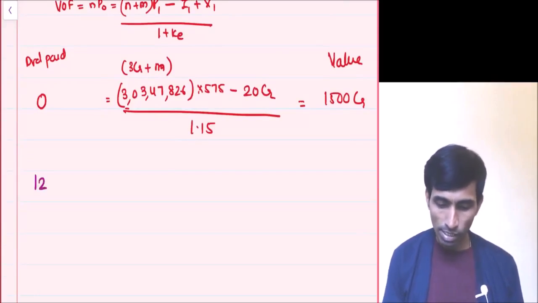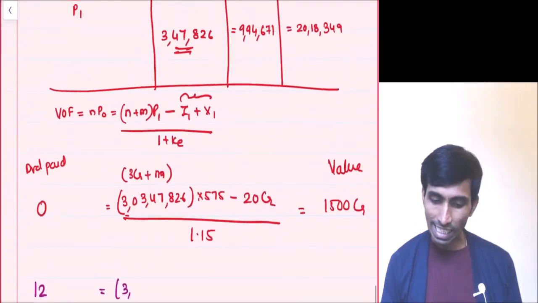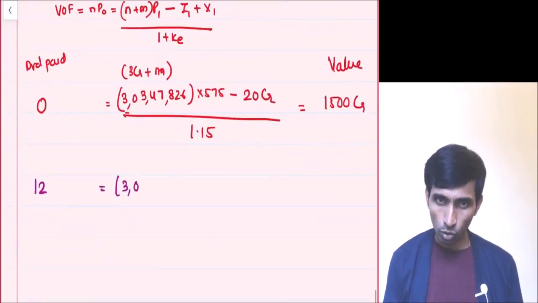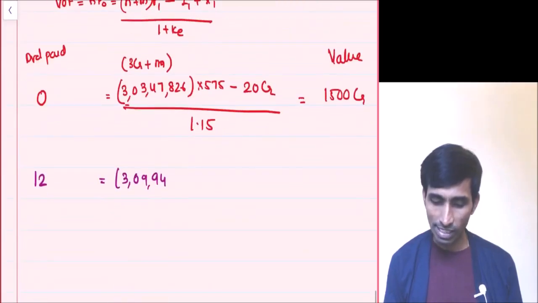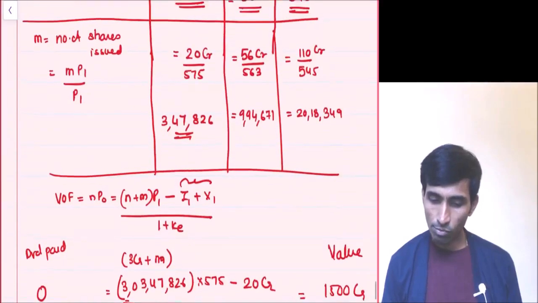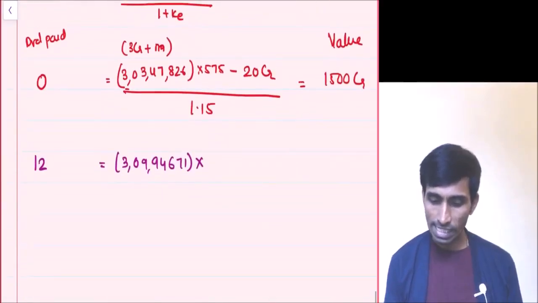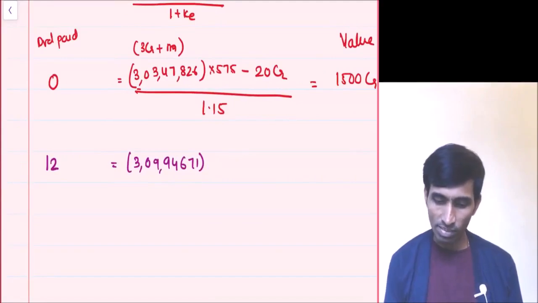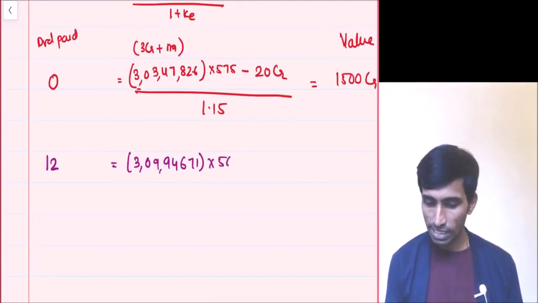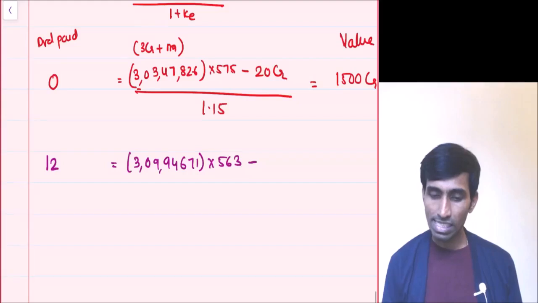If the dividend is 12, then 3 crore 9 lakh 94,671 shares I will issue at what rate? At 563. Sorry, at 563 into 563 minus, this is not, this is 1 minute.